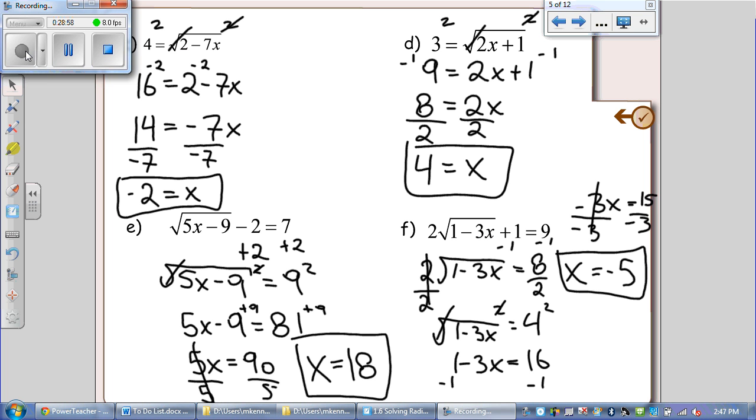E, we did not have the radical isolated. We had to move the 2 over. So we added 2 to both sides. We then squared both sides. Then we subtracted the 9, and then we divided by 5. X was equal to 18.